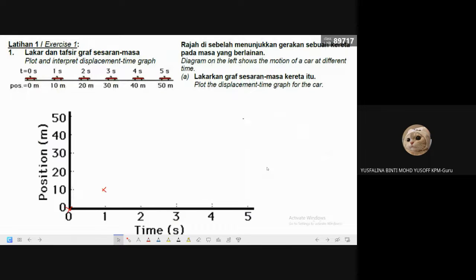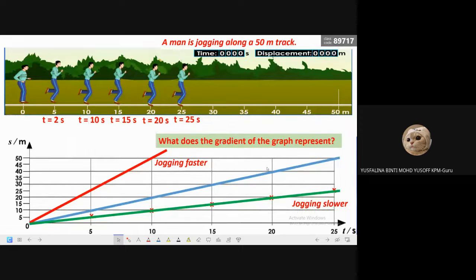So next, this is the exercise. Actually, the gradient of the graph represents the velocity. When you mention the gradient, one thing in physics, when they mention the gradient, you must have a triangle. Even when you answer in your paper, your Amali exam, I think you have done it maybe a few times. When the question mentions the gradient, you must draw the triangle.